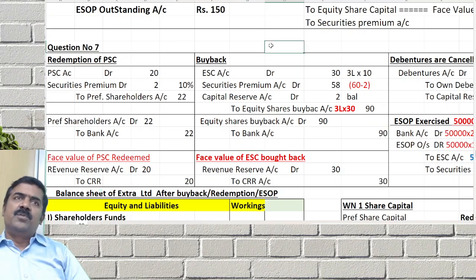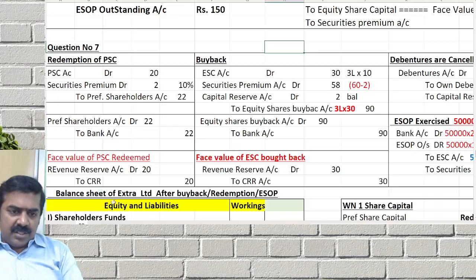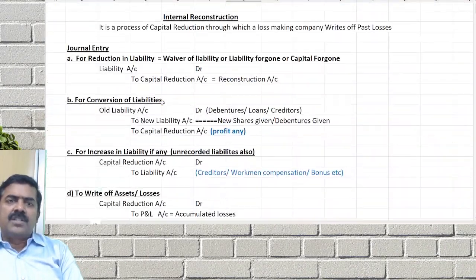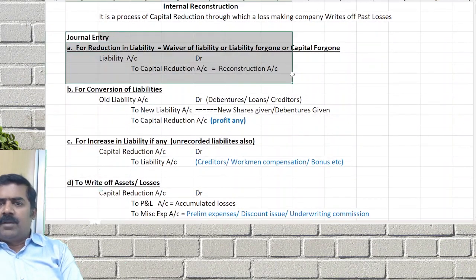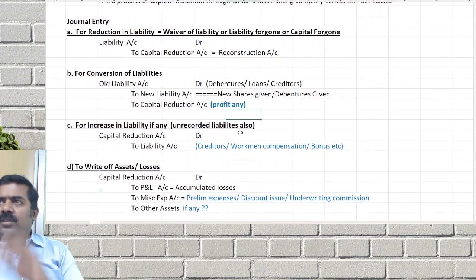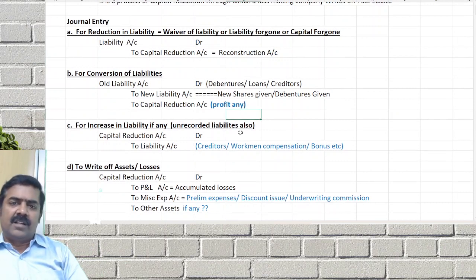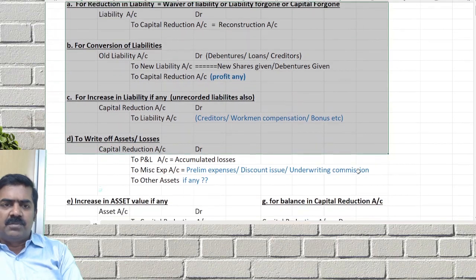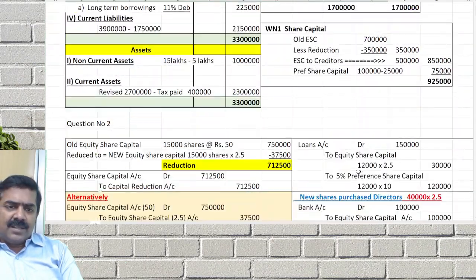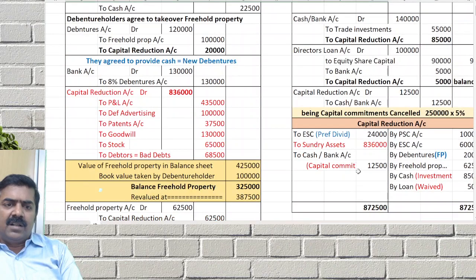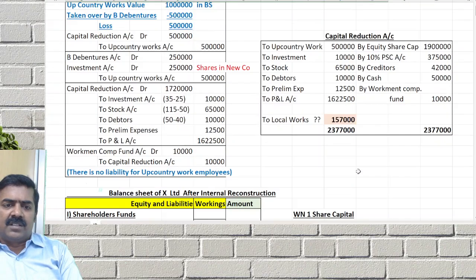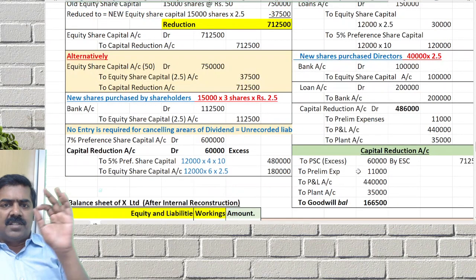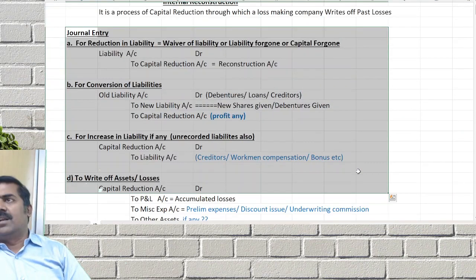Next, which chapter are we going to move on to? Internal reconstruction. For internal reconstruction, what I request is just go through the journal entries that we learned. We did the normal method, the journal entries. Especially recorded class students, before you open the next video, ensure that you go through the classroom notes on the journal entries we passed. Then we learned one more method called share surrender method. Journal entries alone I request you to go through. Then we'll start with internal reconstruction.